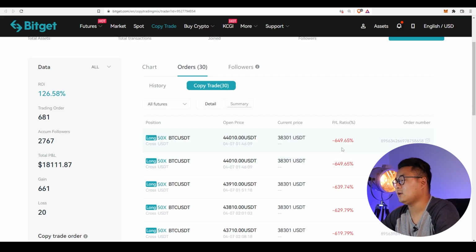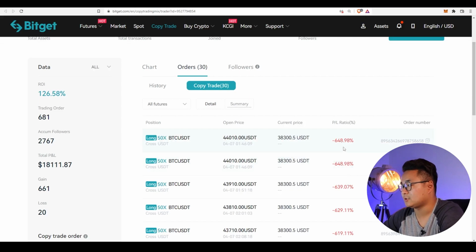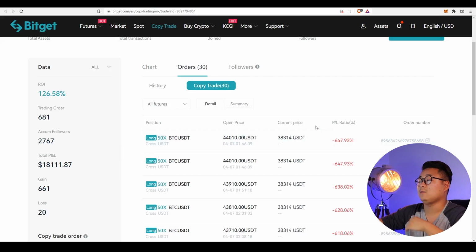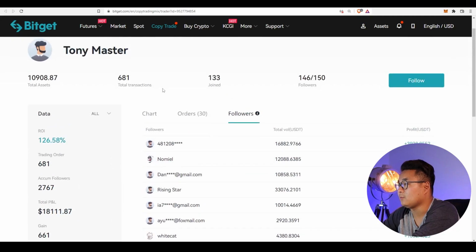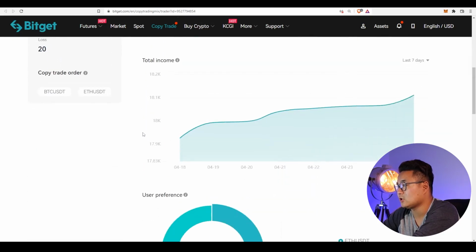You might say, well, how can it go below 100, like more than 100% loss? Well, they're using small amounts of money within their large seed fund to be able to make these trades, of course. And that's why you can go far below as well. So that's not a big issue. Followers are doing really well, which is great. This is the chart. Total income has been increasing steadily in the last 7 days.